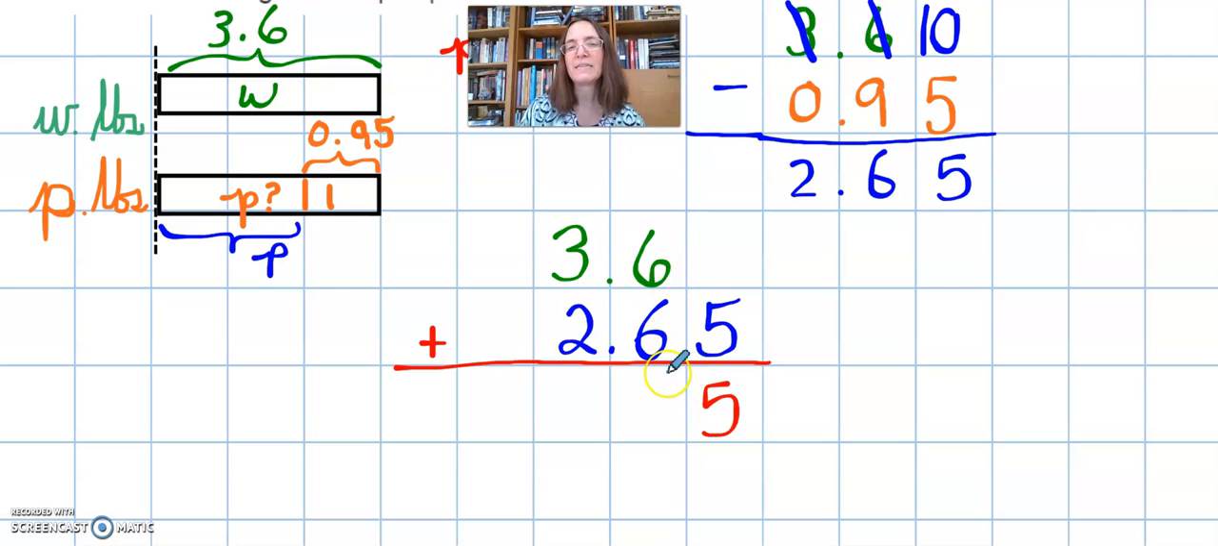In the tenths place, 6 plus 6 is 12. And I have to remember that I can regroup across that decimal point, and that I do need to put that decimal point into my answer as well. That gives me an extra single 1. 1 plus 3 plus 2 is 6.